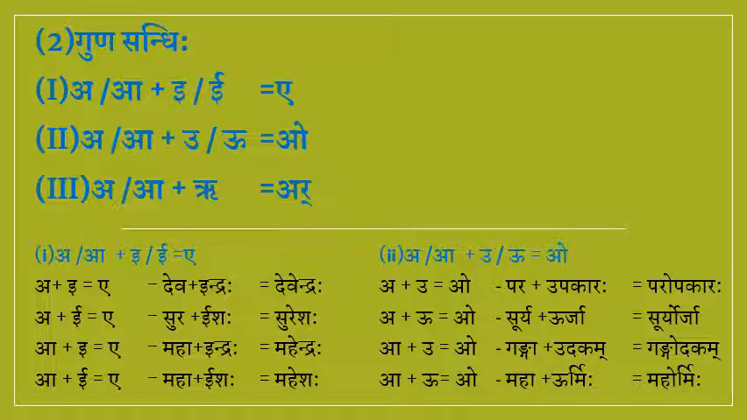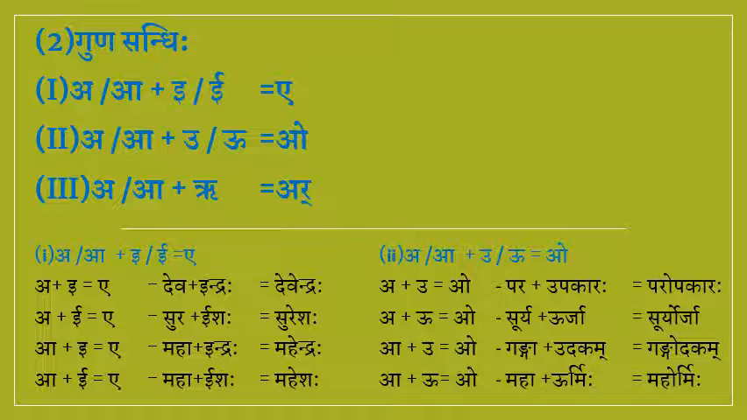Now we will see some examples. Deva plus Indraha: the word Deva ends with a, and the second word begins with i. a plus i equals e. So it becomes Devendra. In the same way, Sura plus Ishaha, Sureshaha; Maha plus Indraha, Mahendraha; Maha plus Ishaha, Maheshaha. So this is one combination.